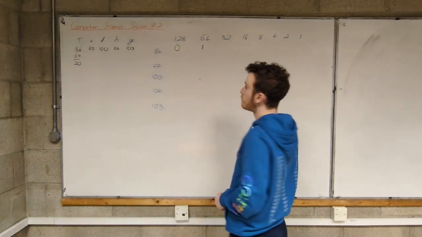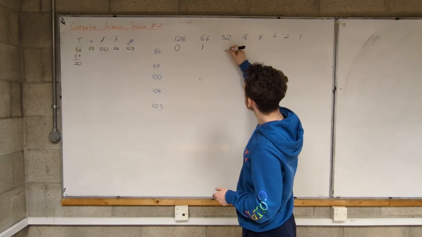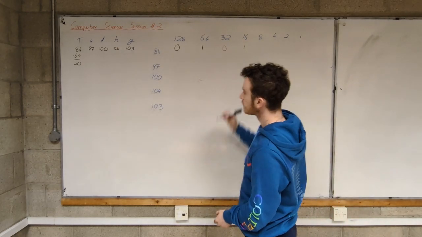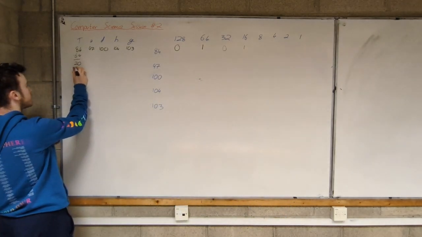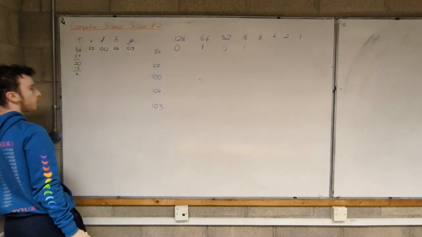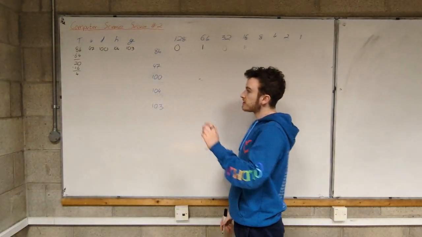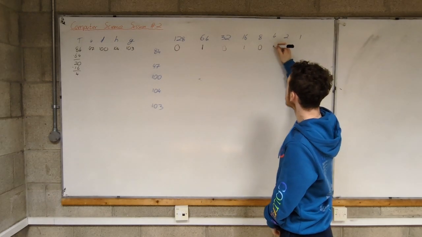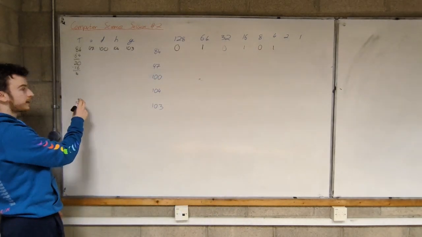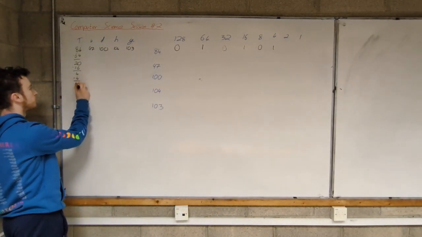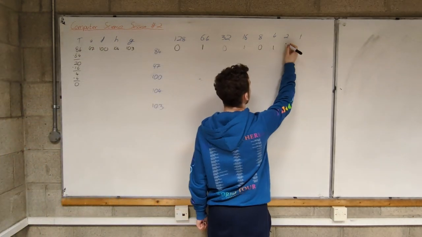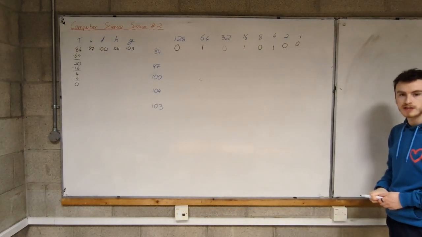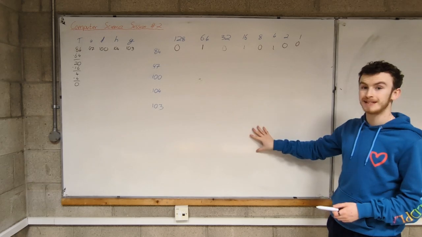So does 32 go into 20? It does not. Does 16 go into 20? It does. So 20 minus 16 is 4. Does 8 go into 4? No, it does not. Does 4 go into 4? Yes, it does. So then 4 minus 4 is 0. So then we can just fill the last 2 digits as zeros. So there's the first line done. Now it's a matter of just repeating that.